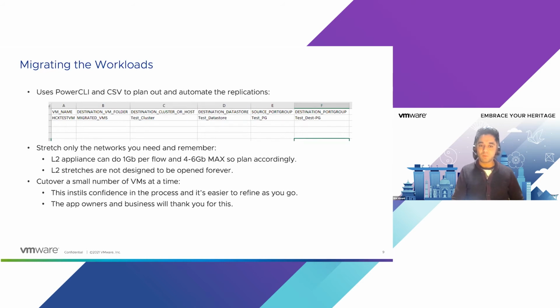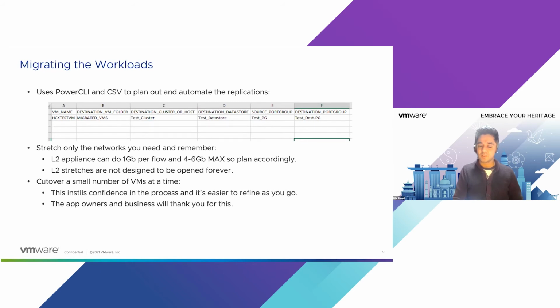Now, stretching networks is great and everything. HCX, for example, lets you do it quite simply. But there are a few key things you need to bear in mind, especially when it comes to your migration events. Each layer 2 extension appliance can do 1 gigabit of data per flow, per TCP flow. And each appliance can handle 4 to 6 gigabyte of max throughput. So that might impact how you do your migrations, right? If you know through your discovery, for example, that a certain VLAN has loads and loads of traffic, maybe you'll just migrate that VLAN first and then leave all the VLANs that don't have much traffic towards the end.